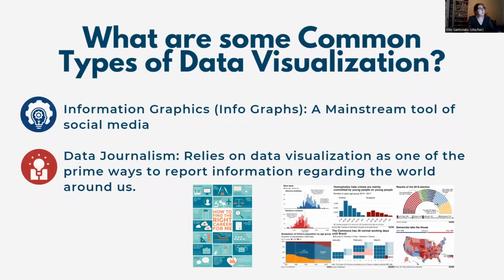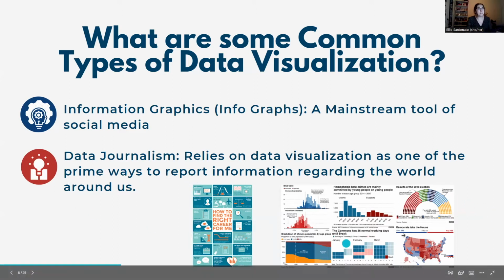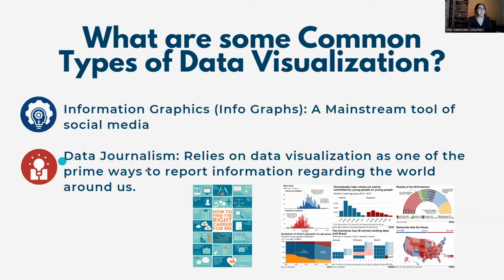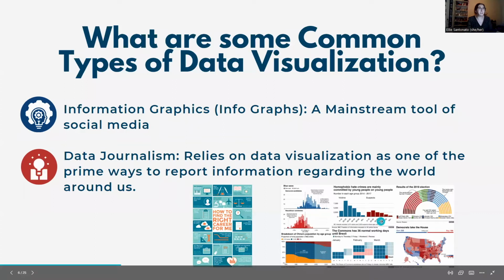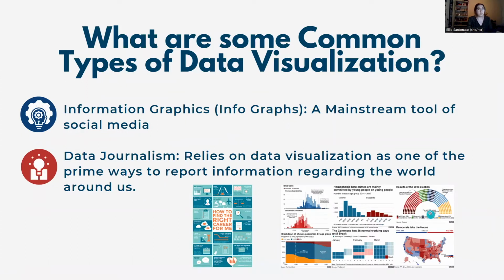Some other common types would be information graphics, or as we probably commonly use it, infographics. It's a mainstream tool of getting information across on social media, as well as data journalism. Digital visualization is one of the prime ways that we report information regarding the world around us. And so we see a lot of this come election season. So in the next couple of weeks, we are probably going to be seeing a lot of data journalism, just going over the different election results.